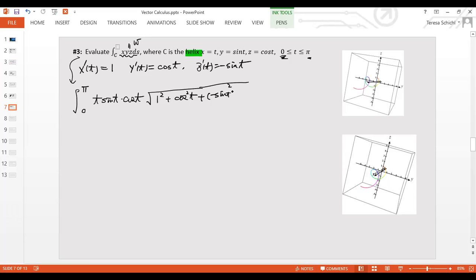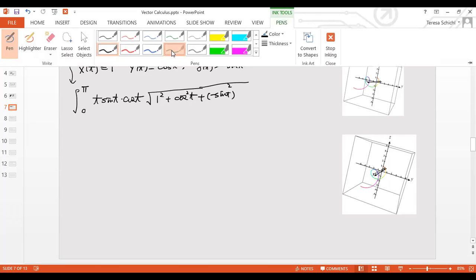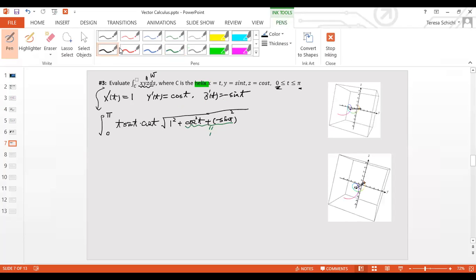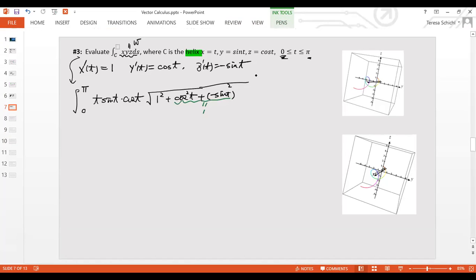So negative sine t squared. So cosine squared plus sine squared. Wow, that's nice, they are nice to us. This simplifies to 1 here. So this is the dt, right? So this will be the integral from 0 to pi of t sine t cosine t, and this is the square root of 2 dt here.